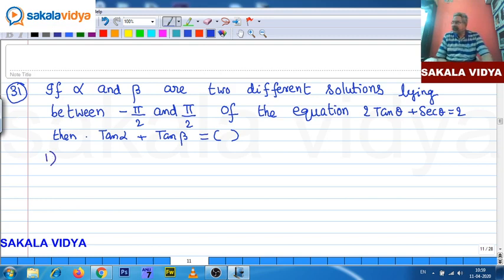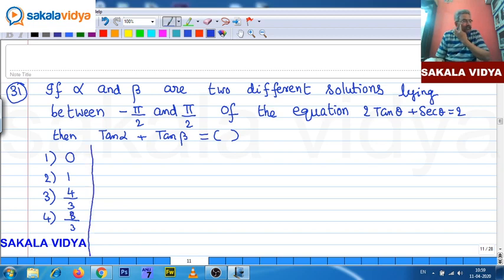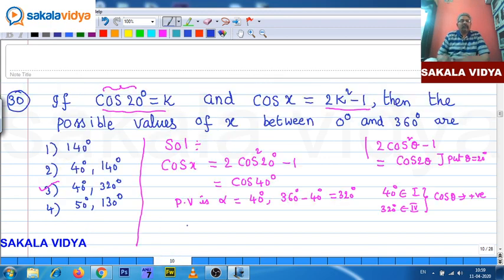So first option is 0, second option is 1, third option is 4 by 3, fourth option is 8 by 3. This is the question. This is the previous question, just observe it.